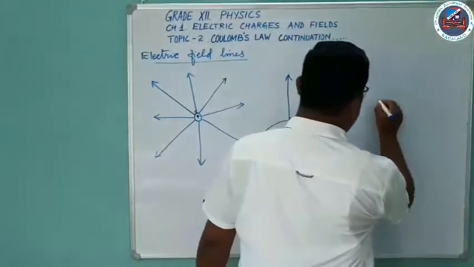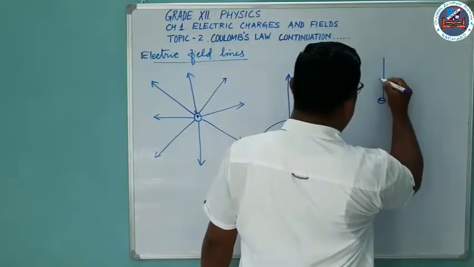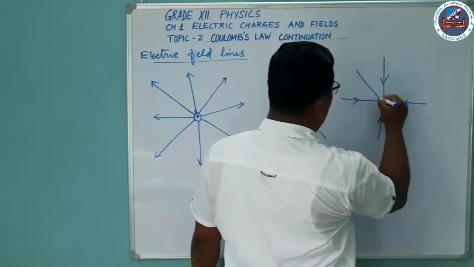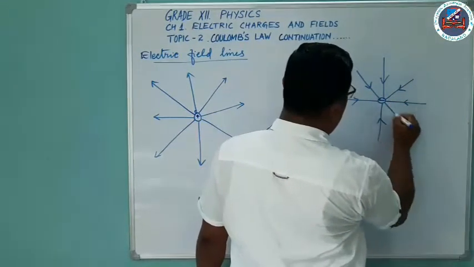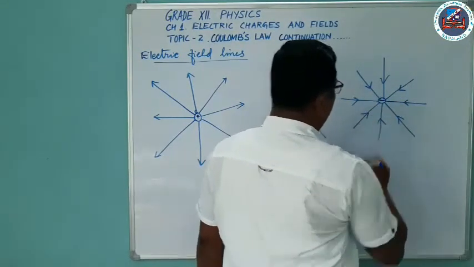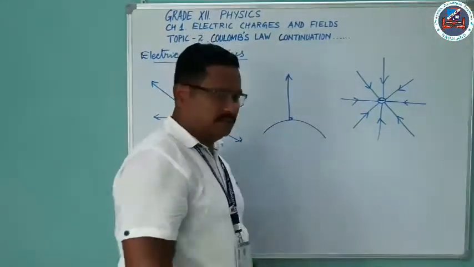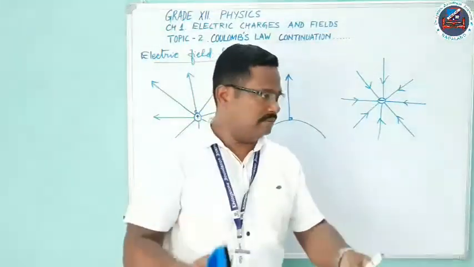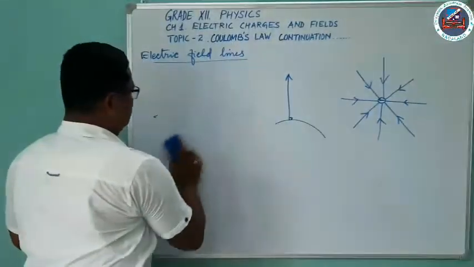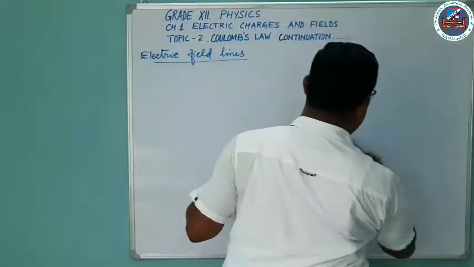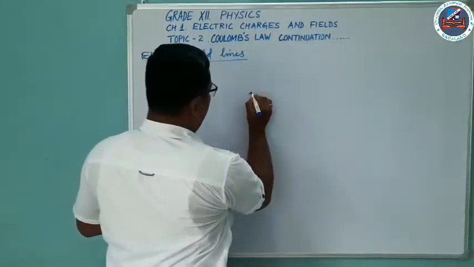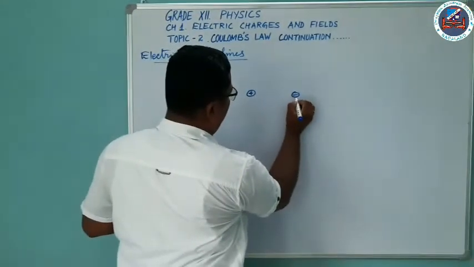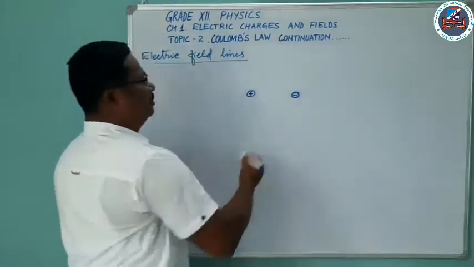When I talk about a negative charge, the field lines will come perpendicularly inward. They will all come inward, coming from infinity. So if I keep a dipole, which is a system of charges, one unit positive charge and one unit negative charge kept very close to each other.